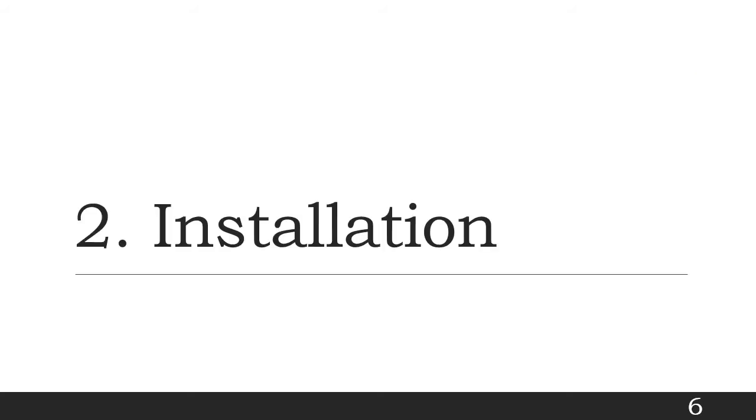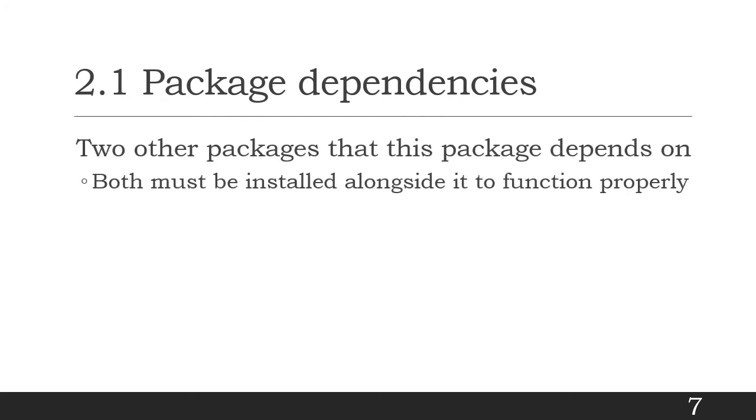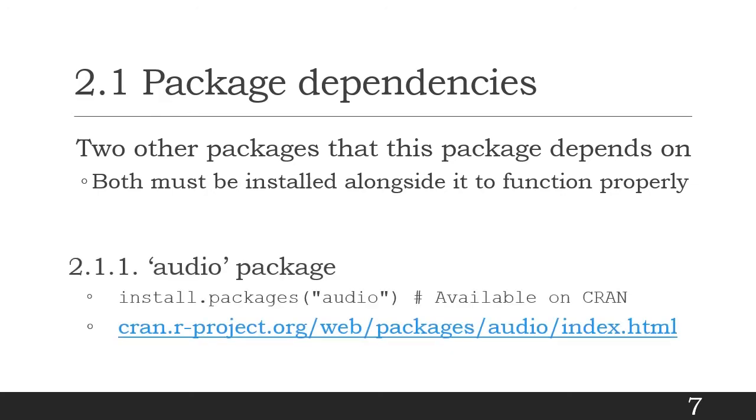All right, so let's talk about how to install the intonation package. First, let's talk about package dependencies. As the name suggests, these are two other packages that this package depends on, and both must be installed alongside it in order for the intonation package to function properly. First is the audio package. Fortunately, this is available on CRAN, and so all you have to do is run this line of code. If you are interested in learning more about the audio package, you can check the link here.